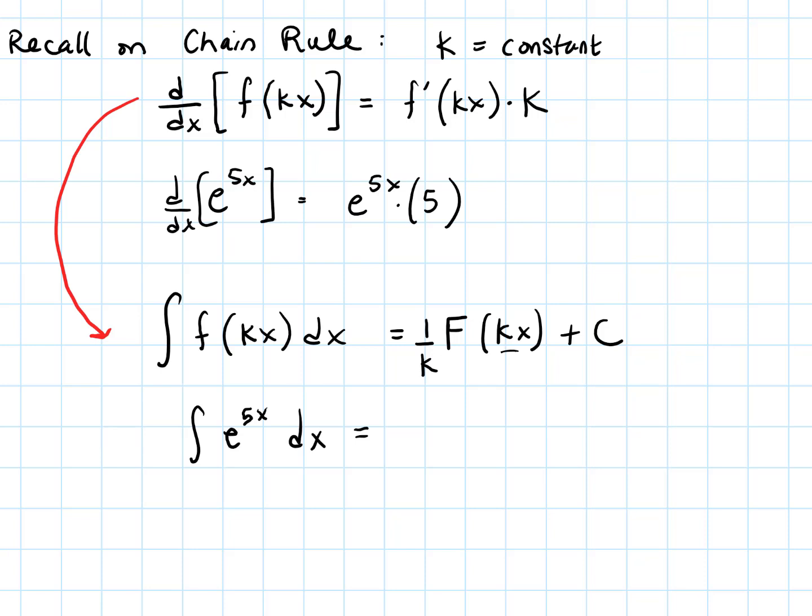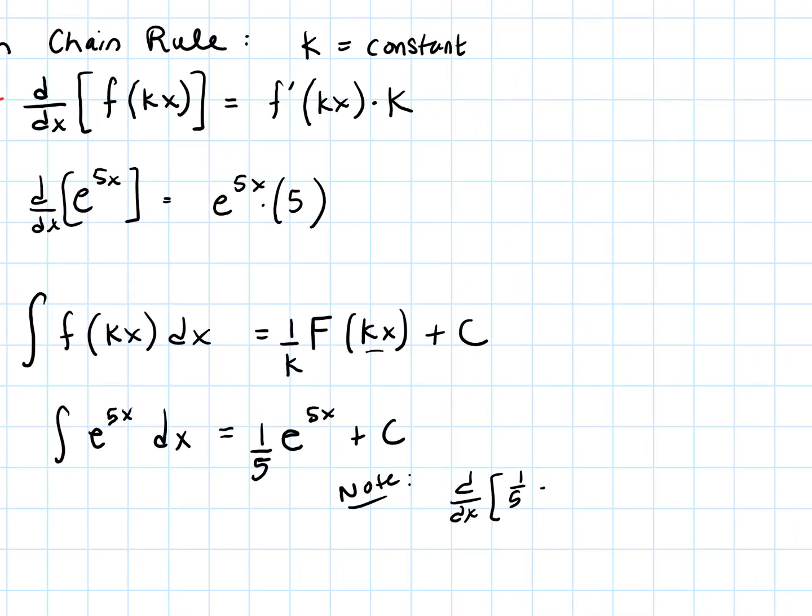If I find the integral of e to the 5x, again, exponentials, the antiderivative of e to the x is e to the x, so we would get e to the 5x, but we would have a 1/5, 1 over k, plus an integration constant. And just a quick little note on that: we can always check our integration work because we know how to take derivatives. So 1/5 e to the 5x plus a constant.